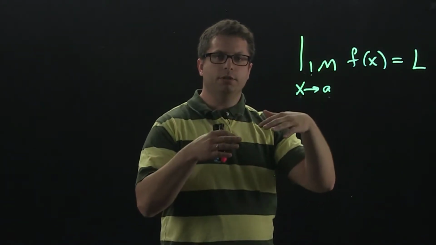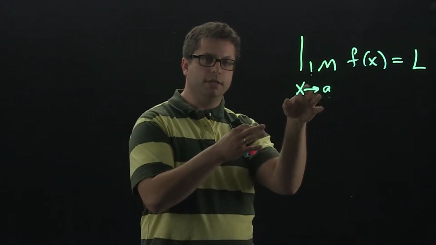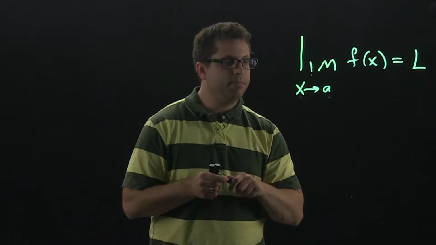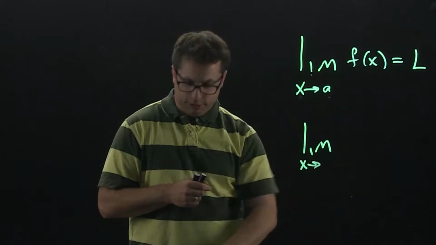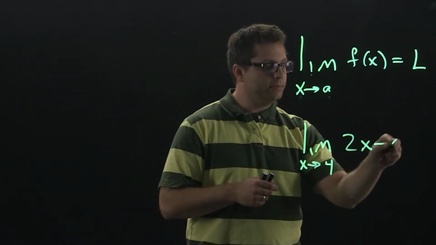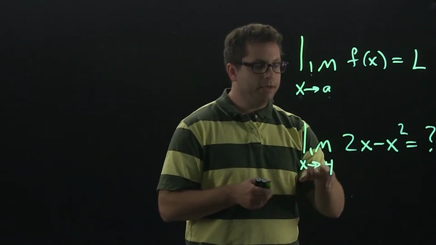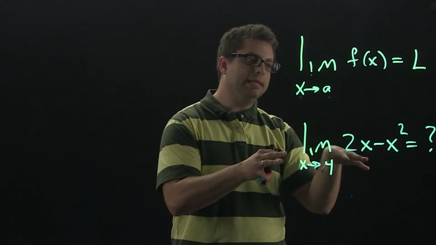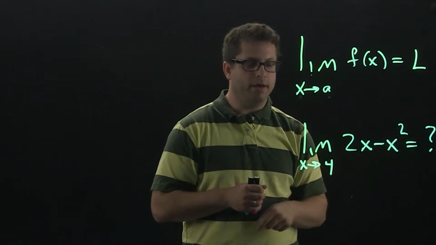And what we're going to do is go through a table of values, plugging in x values really close to some fixed number and see what the function values do. So the example we're going to do is the limit as x approaches, say, 4 of the function 2x minus x squared. And I want to know what that equals. Now you can just simply plug in 4 to see what you get, but that's not a limit. We want to plug in values really close to 4 and see what the y value is.